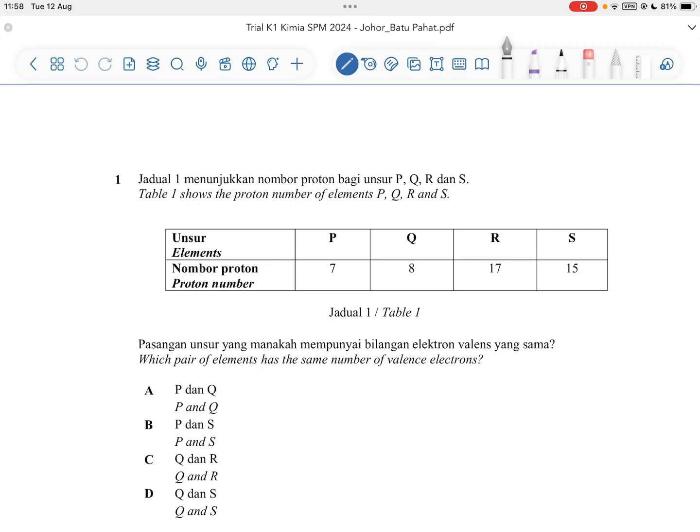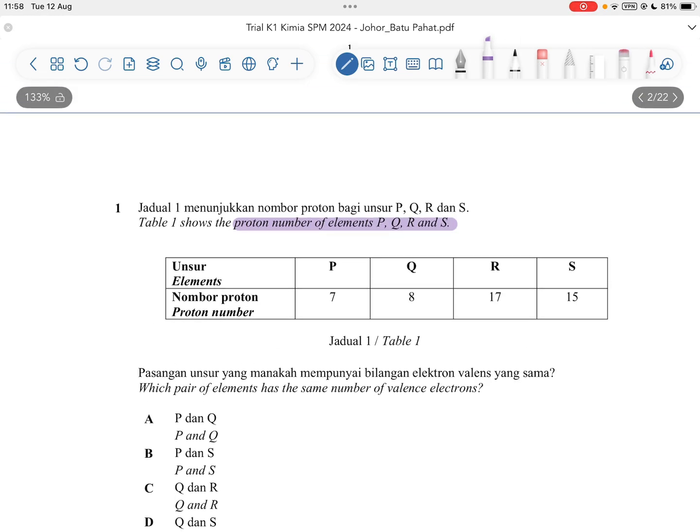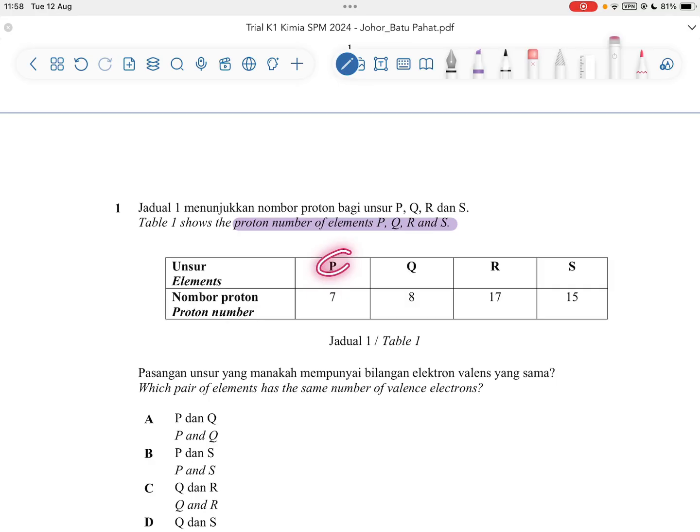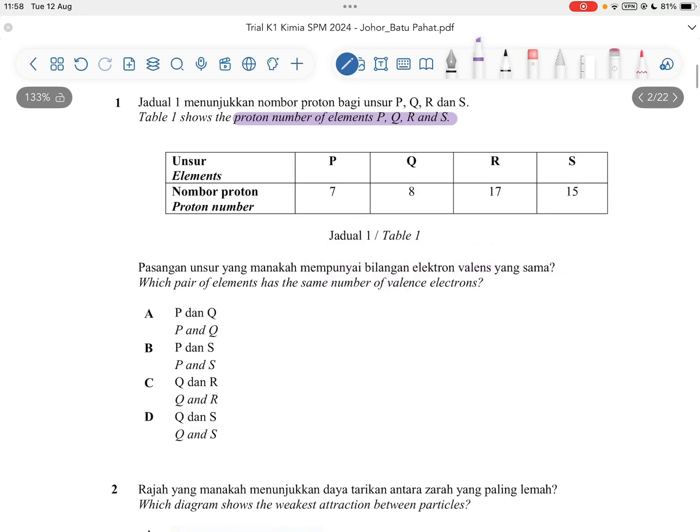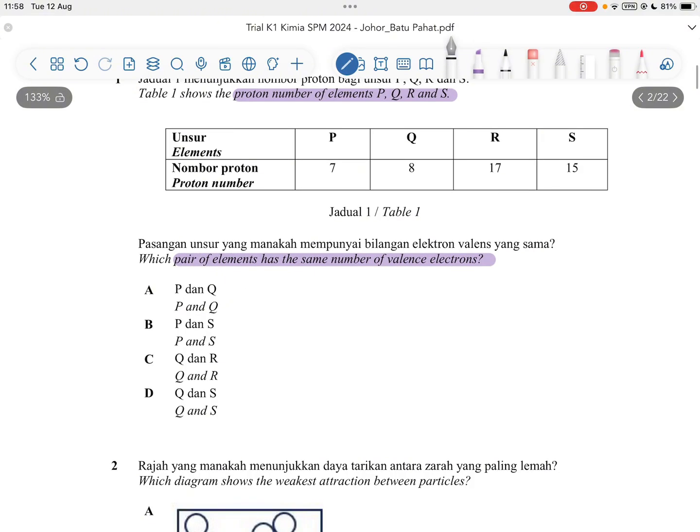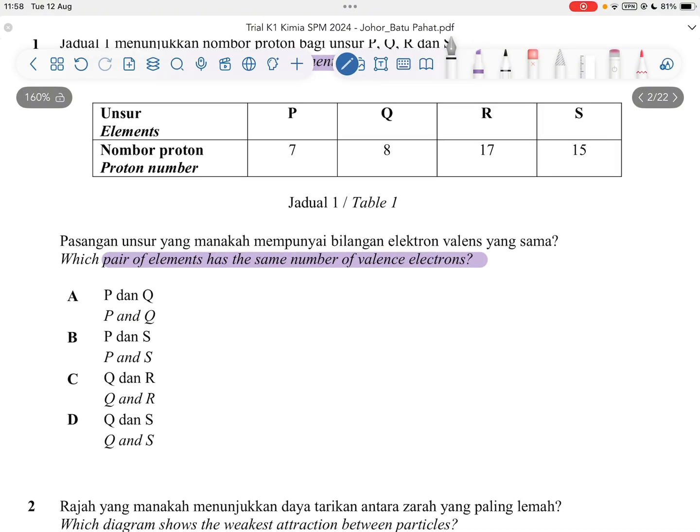Table 1 shows the proton number of the elements P, Q, R, and S. As I suggest, students can use a highlighter to highlight the keywords in the questions to avoid misunderstanding or overlooking anything. It's given that we have the elements P, Q, R, and S. The question asks us to identify which pair of elements has the same number of valence electrons. For your information, valence electrons are the electrons in the outermost shell.